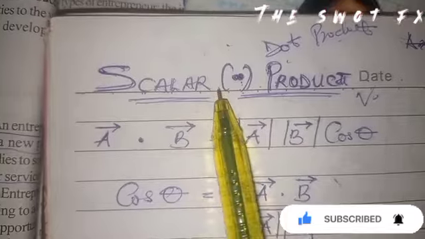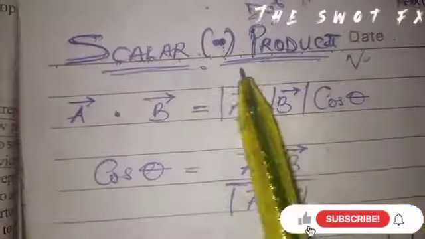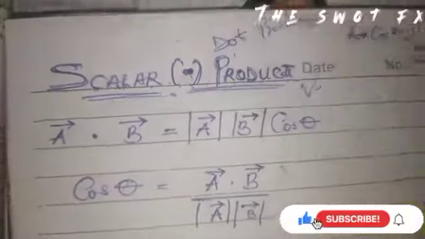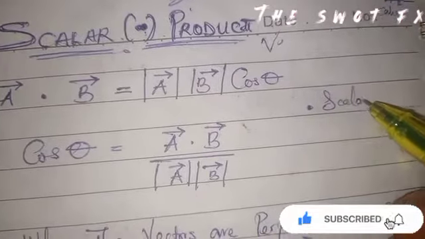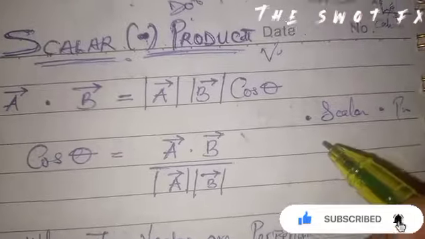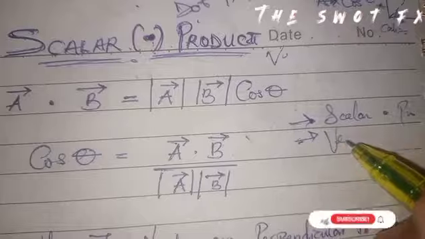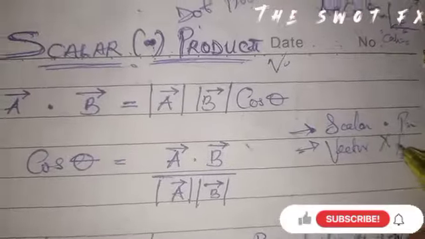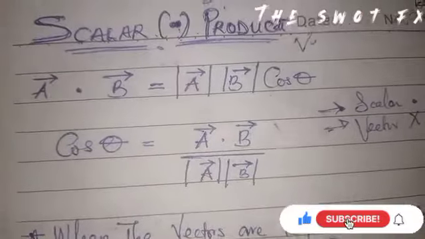Now, on the product of vectors, we have scalar dot products. I think I said that in the last class. Scalar dot products, and we also have vector cross products. Now we'll be looking at scalar dot product first.